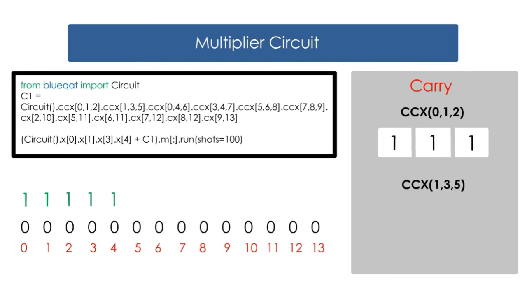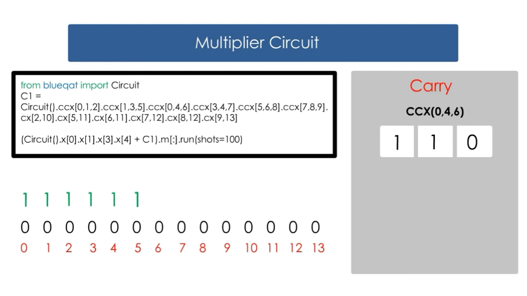Next, we take qubits at 1, 3 and 5. Since the two control gates are 1, the target gate will flip to 1. Then next, we take the qubits at 0, 4 and 6. Since the two control gates are 1, the target gate will flip to 1. Then next, we take qubits at 3, 4 and 7. Since the control gates are 1, the target gate will flip to 1.